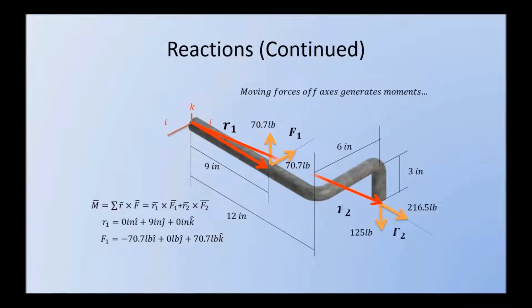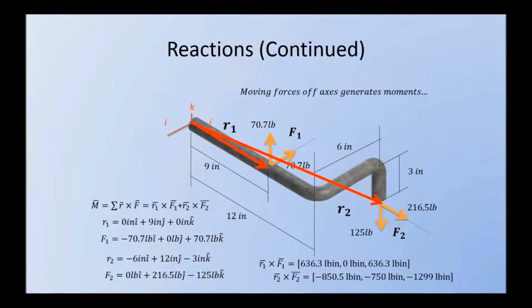Now, similar to this first vector pair, we have a second vector pair, which is R2 and F2. Those components are shown in the bottom left. Now, once we have these, we can calculate R1 cross F1 and R2 cross F2, which gives us the moments shown on the right-hand side of the equation.